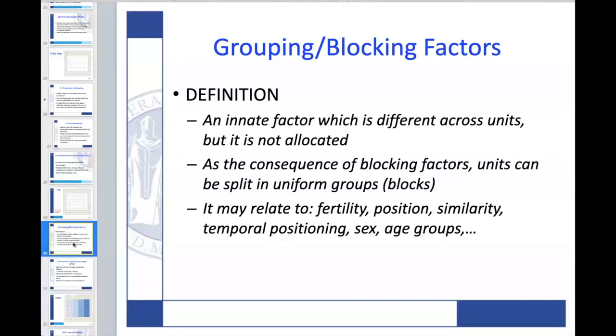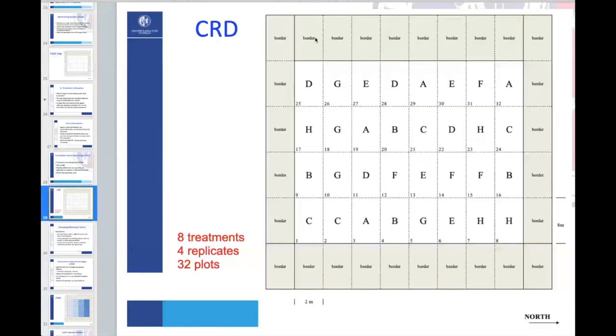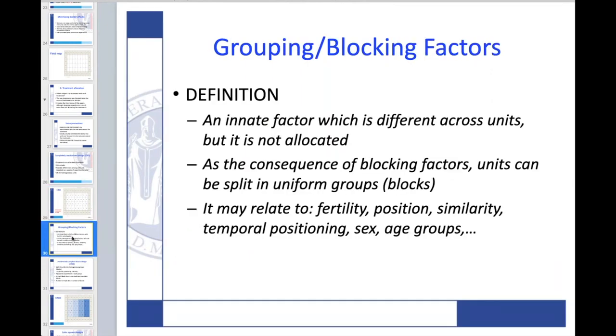What is a blocking factor? A blocking factor is an innate factor which is different across units, but it is not allocated. So, you see, if we go back to the previous design, we can see that if it is true that the columns on the left are more fertile than the columns on the right, there is an innate factor, which is the fertility, which we did not allocate, but still it makes a difference between plots. That would be a blocking factor.